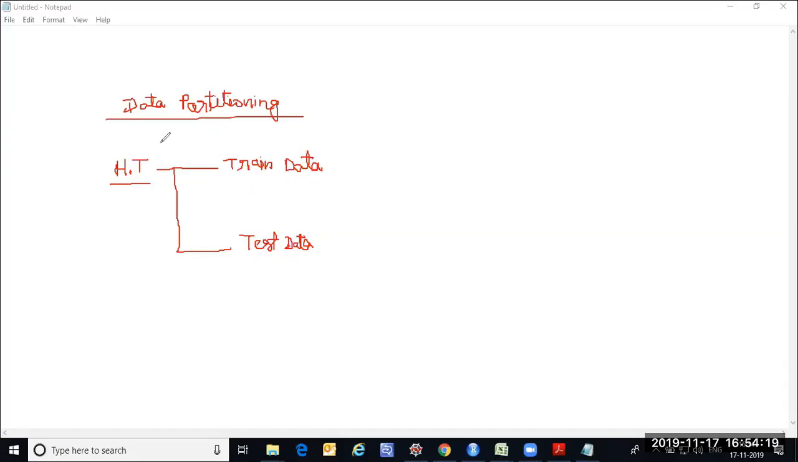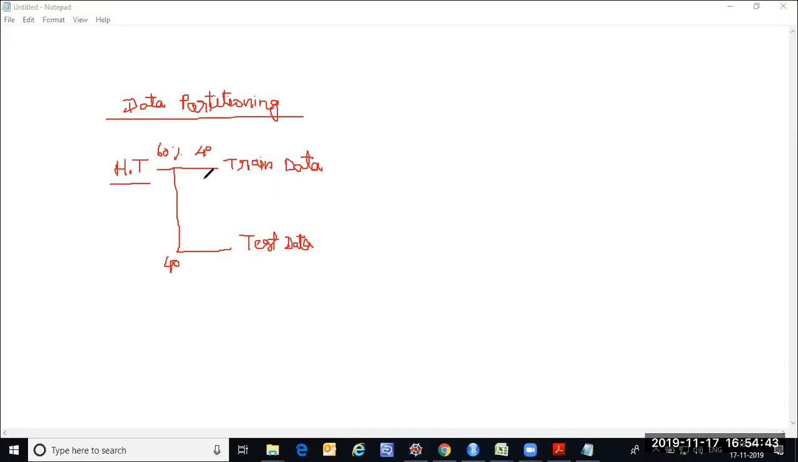It could be anything. You can assign 60% of your historical data to training, 60-40, 70-30, 80-20, 90-10, or sometimes you might go the reverse way as well. You might assign only 40% of the data to training and keep 60% for testing the performance of the model, right?